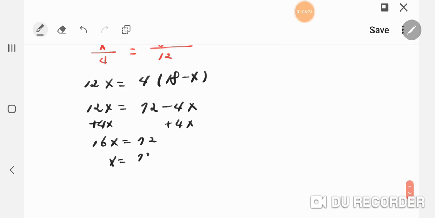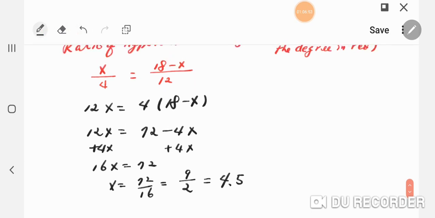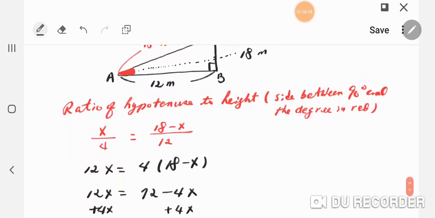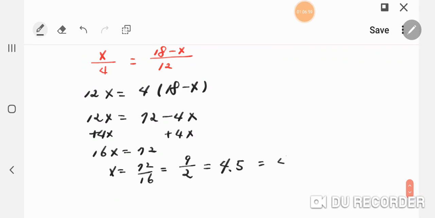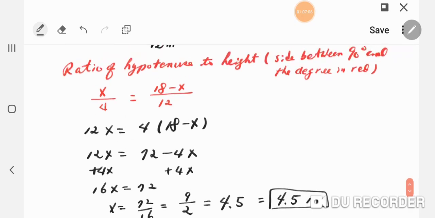Then x equals 72 divided by 16. Divide each side by 8, then x equals 9 over 2. So 9 over 2 is 4.5. So the measure of the side CO, which is x, is equal to 4.5 meters.